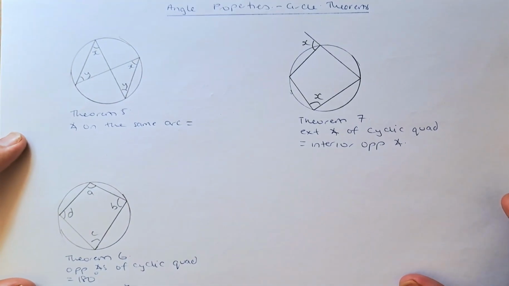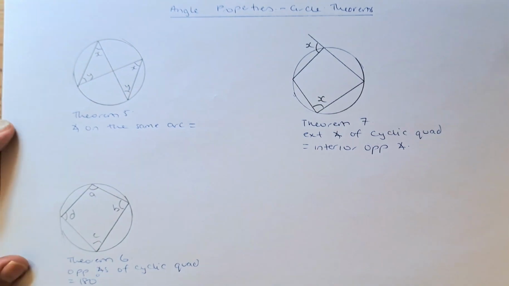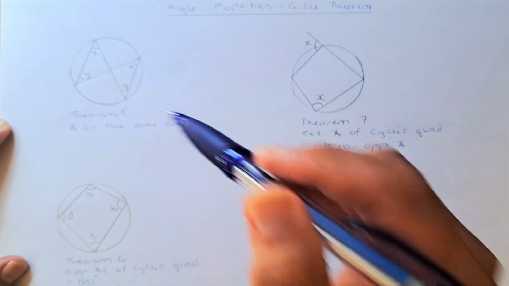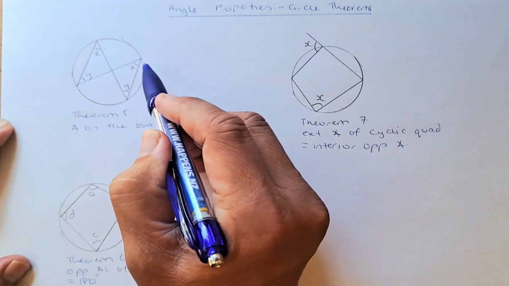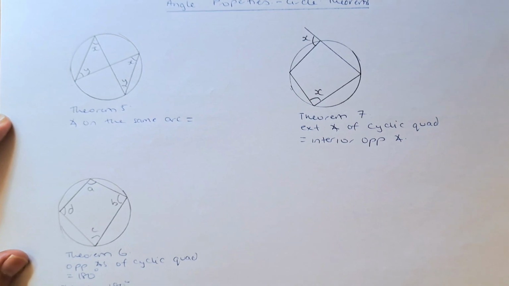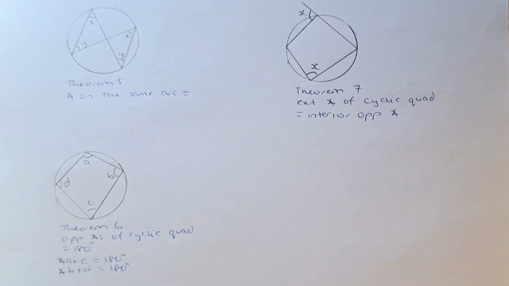Okay, the first one is called theorem number 5. If you have a diagram that looks like that, all the sides touch the circumference, the top angles are the same, x equal to x, and the bottom angles are the same. This is called angles on the same arc are equal. Okay, great. Theorems number 6 and 7 are for those doing year 11. Not applicable for year 9 and year 10.